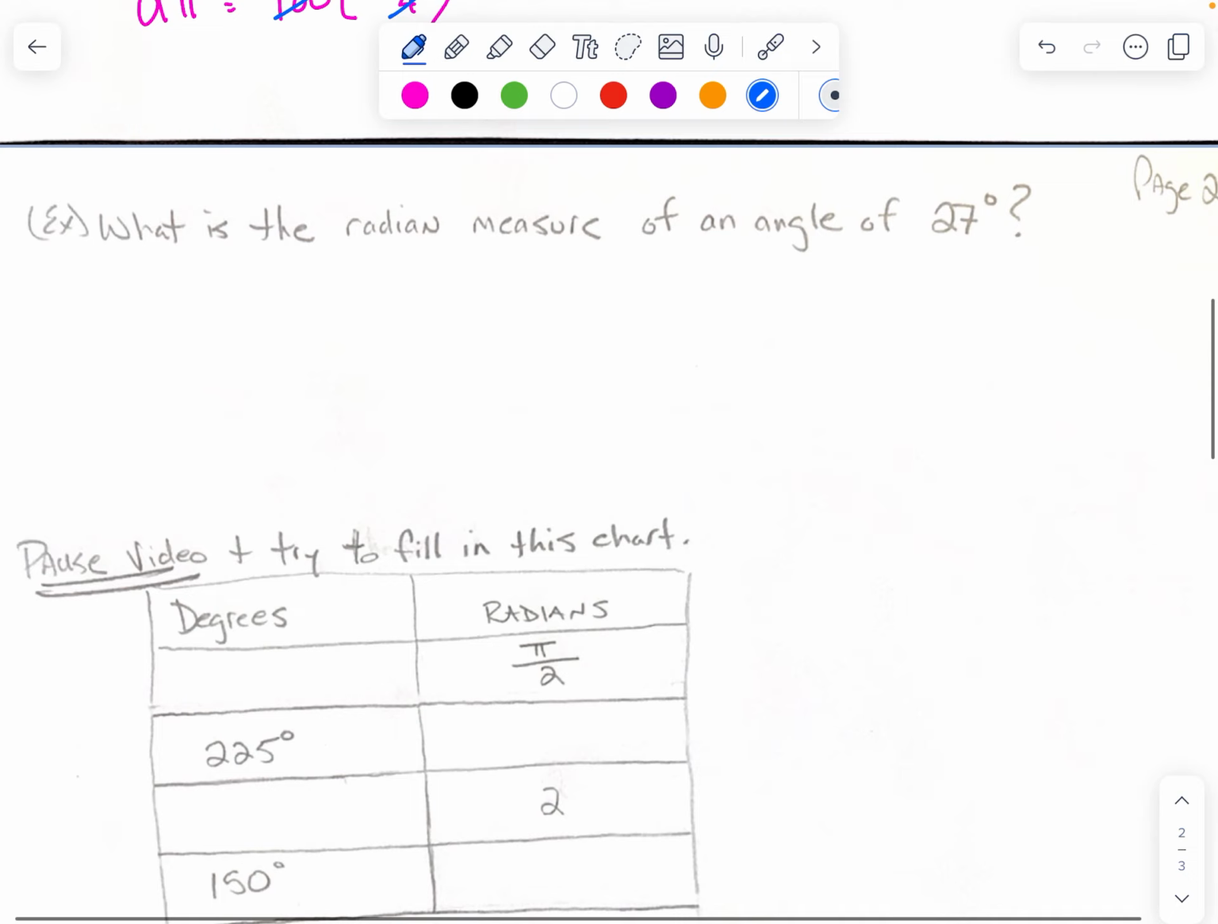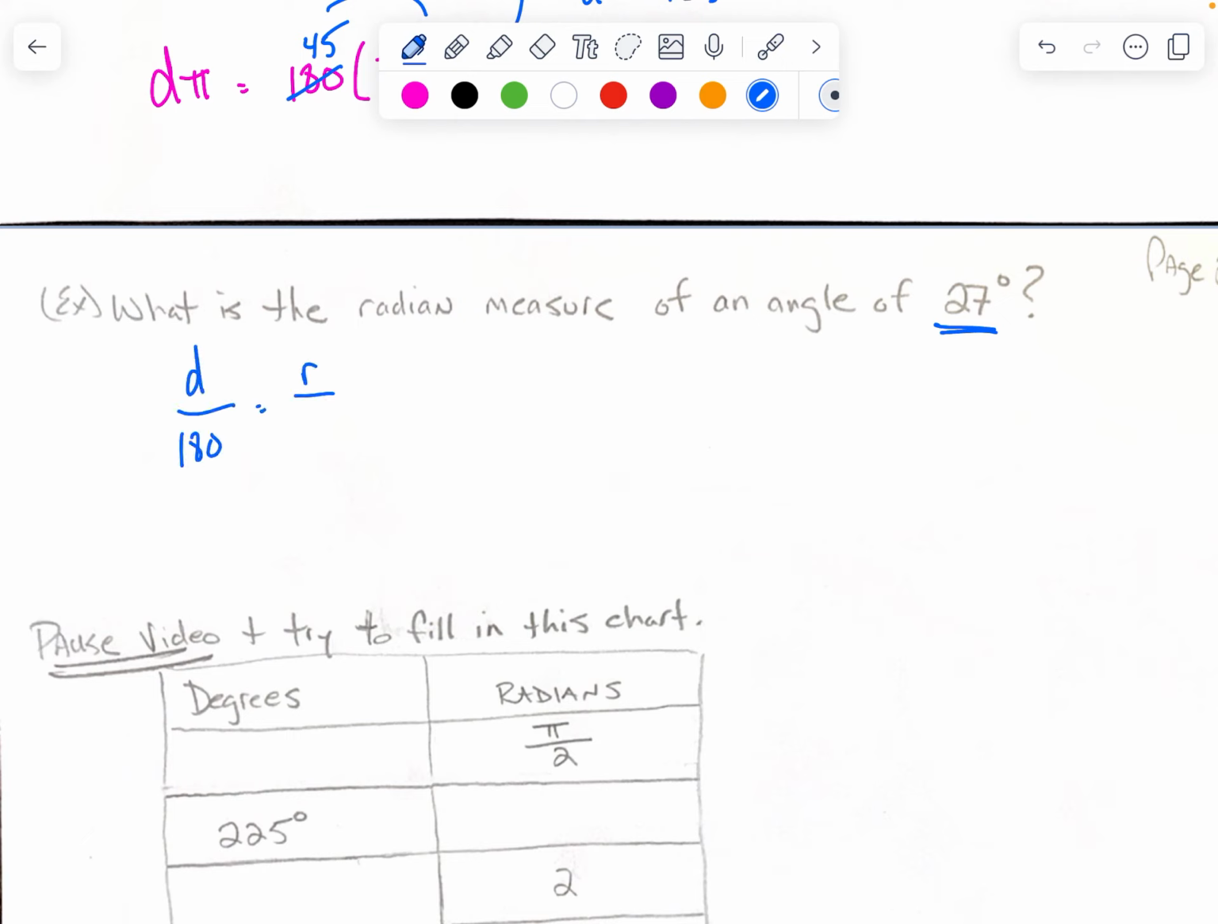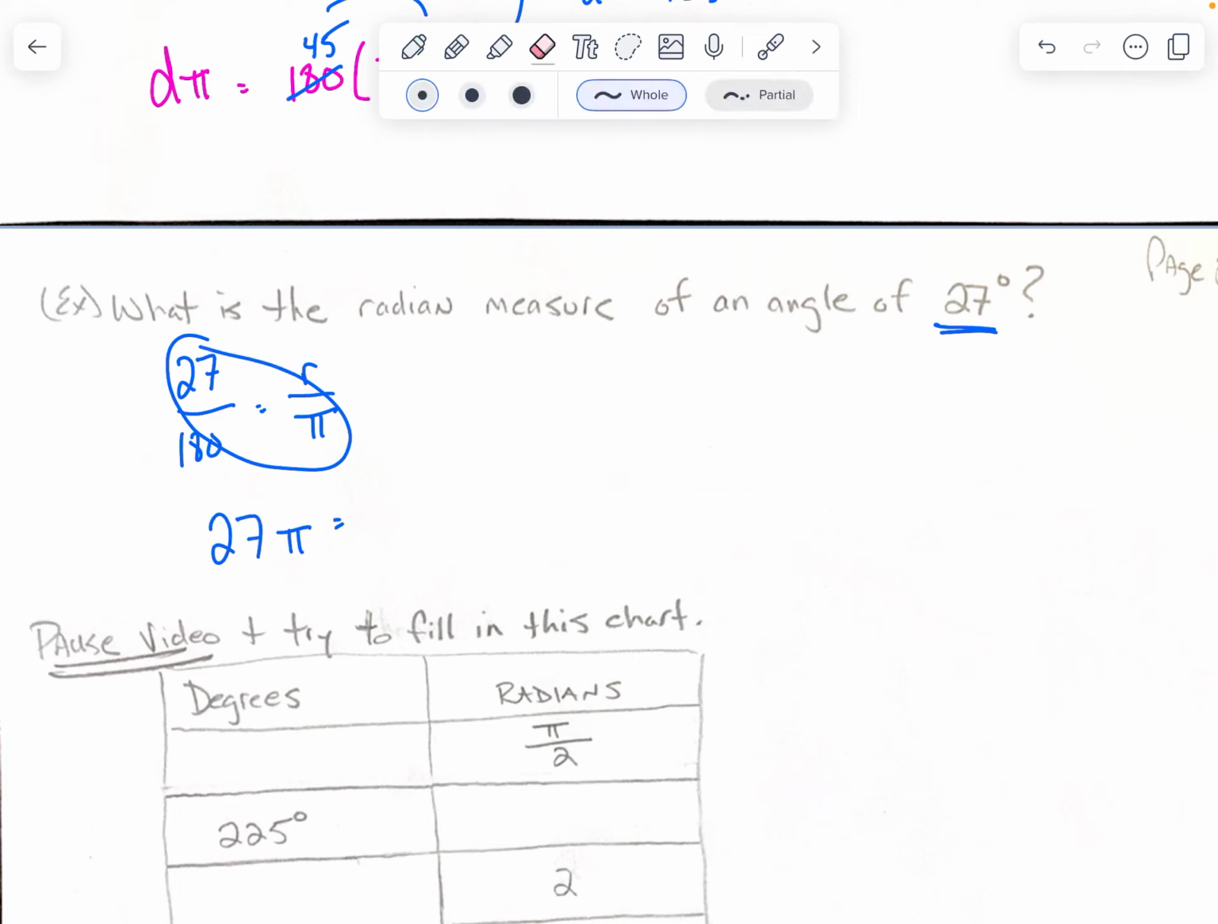Same formula. This time, what's the radian measure of an angle of 27 degrees? So this time it's in degrees. So instead of d over 180 equals r over pi, I'm going to go ahead and take out the d and put the 27 in. And once again, cross products. So 27 pi equals 180 times r.